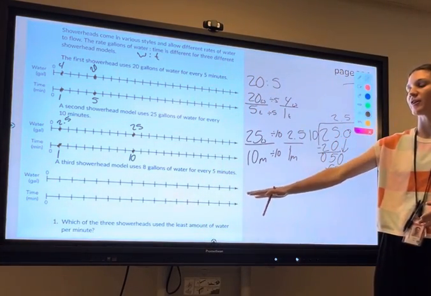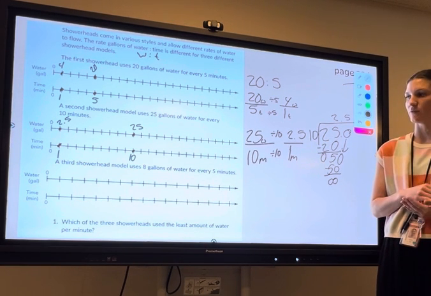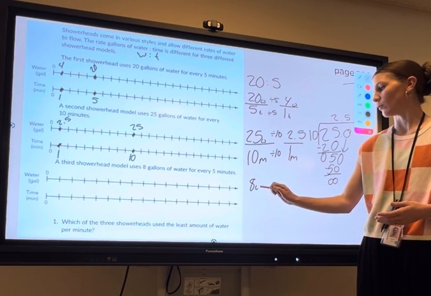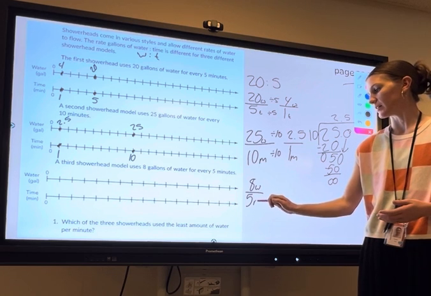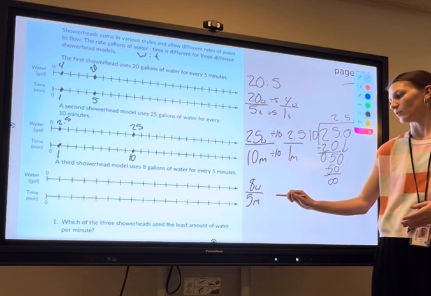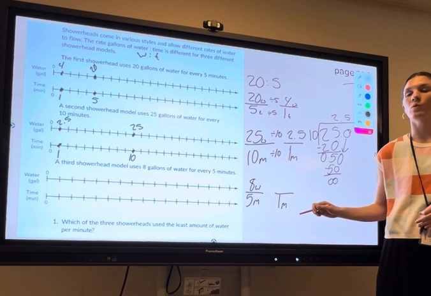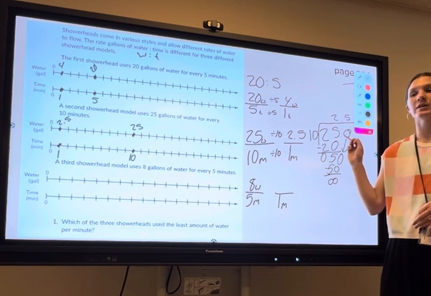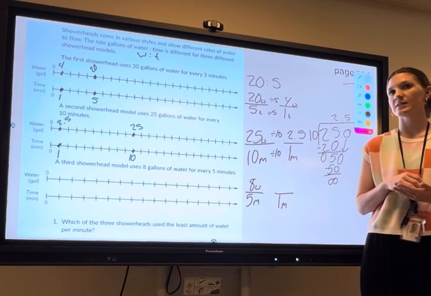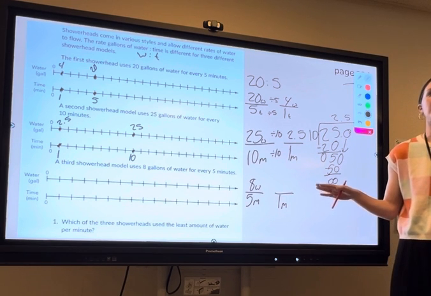If I come down here to my third shower head, my third shower head uses 8 gallons of water for every 5 minutes, okay? So we have 8 gallons of water for 5 minutes. I want you to put that on your double number line, and I want you to find what that would equal if I wanted to find how many gallons of water it uses for 1 minute, okay? If you have to divide, work it out to the side. Set a timer for 3 minutes to plot on your number line and solve how many gallons of water it uses in 1 minute.